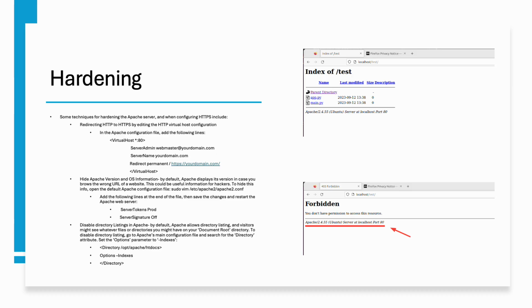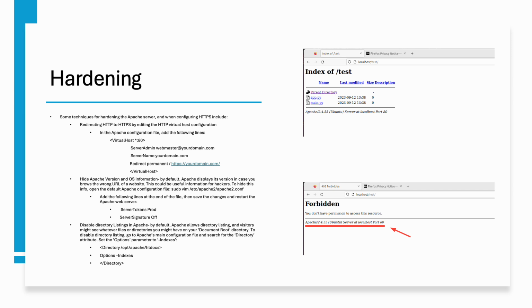So, some hardening techniques with the Apache server and configuring HTTPS include redirecting HTTP to HTTPS by editing the HTTP virtual host configuration. In the Apache configuration file, add the following lines. You can also hide Apache version and OS information. By default, Apache displays its version in case you browse the wrong URL of a website. This could be useful information for hackers.